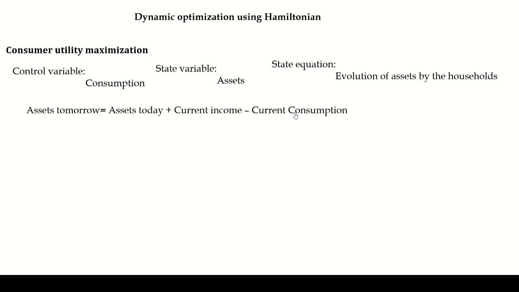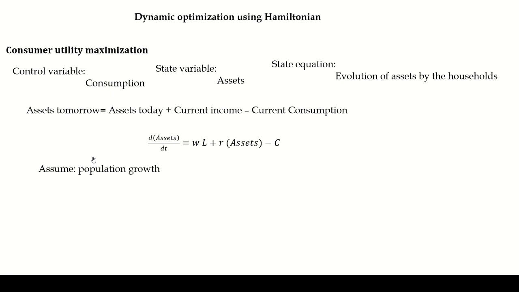If we want to represent it through a mathematical expression, it would look like this, where we are saying that the change in assets, which is nothing but asset tomorrow minus asset today, would be equal to whatever household income they have minus their current consumption. WL would be the total labor income, and R times A would be the total income earned on previously held assets, minus their current consumption. So this is the equation of evolution of assets owned by the households. This would be the state equation in our case.